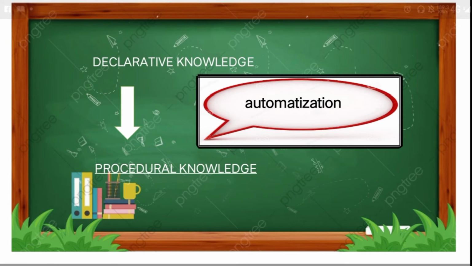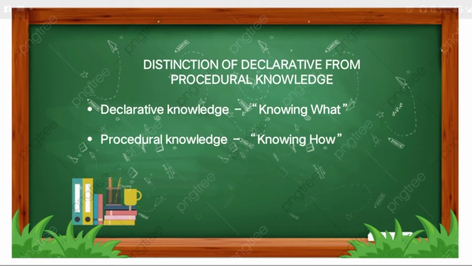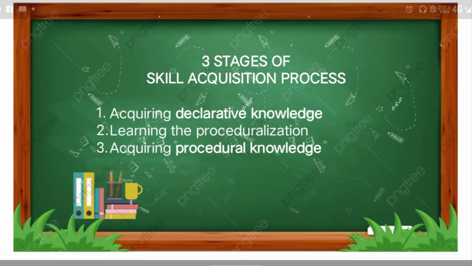While procedural knowledge is the actual use of the said declarative knowledge. So here is the distinction of declarative knowledge from procedural knowledge. So basically, declarative knowledge is knowing what, and procedural knowledge is knowing how. Take note of that. Now, let us proceed to the 3 stages of skill acquisition process.